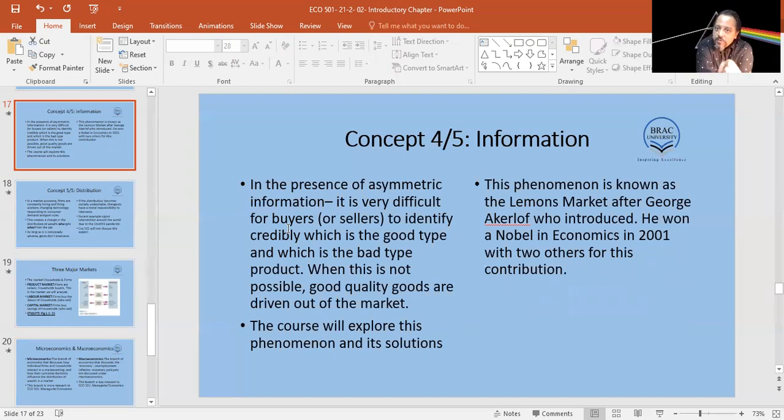So asymmetric information is a big problem in markets where the quality of the product cannot be credibly signaled. What's the consequence of this? The consequence of this is that bad quality products will stay on the market. They will drive out the good quality products. In this course, we will look at why this happens, what type of solutions we can find to solve this problem. The course will explore this phenomenon and its solutions, okay?